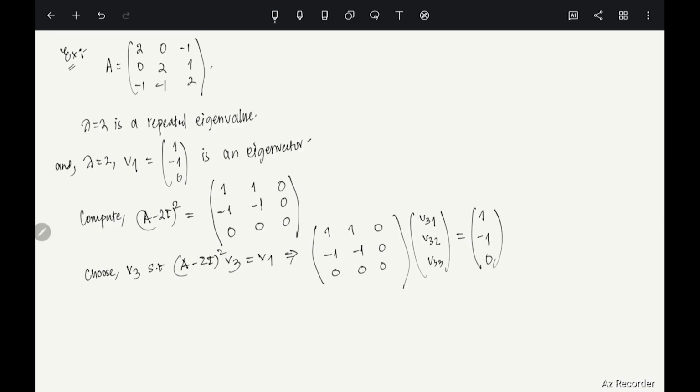These are called generalized eigenvectors. So what you get is v31, v32, v33, which we are going to get as (1, 0, 0). And we also choose (A minus 2I) times v3 equals v2.